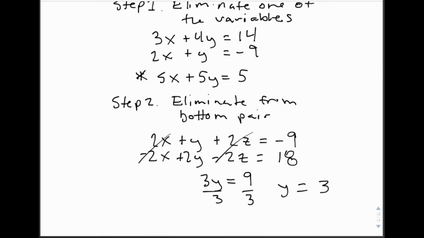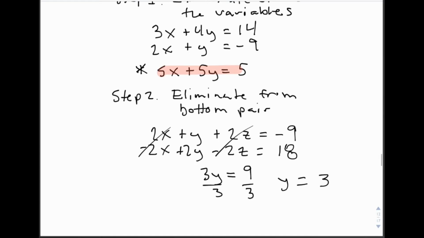Well, using our starred equation up here, we can figure out what our x value is going to be. So let's try to figure out what our x is going to be, and then finally our z value. So let's take 5x plus 5y is equal to 5, and substitute in the fact that y is equal to 3. So that gets us 5x plus 5 times 3, and that's going to be equal to +5.